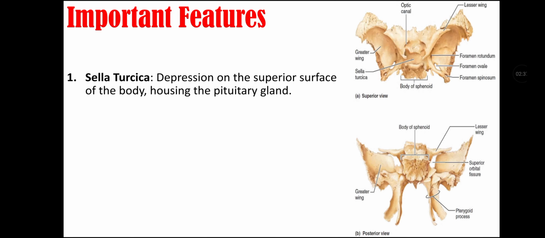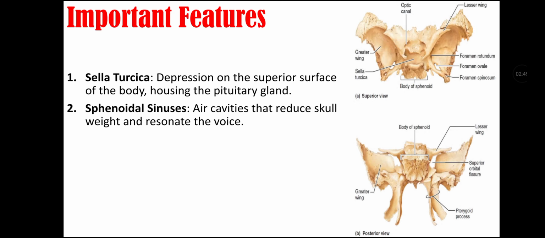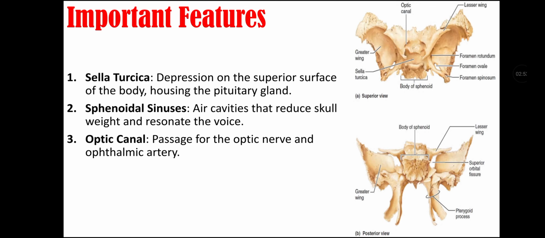Important features of sphenoid bone include sella turcica, that is depression on the posterior surface of body housing the pituitary gland. Second important feature is sphenoidal sinuses, that are air cavity that reduce skull weight and resonate the voice. Next feature is optic canal, as it provides passage for the optic nerve and ophthalmic artery.